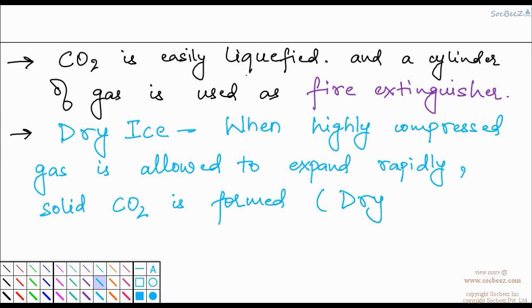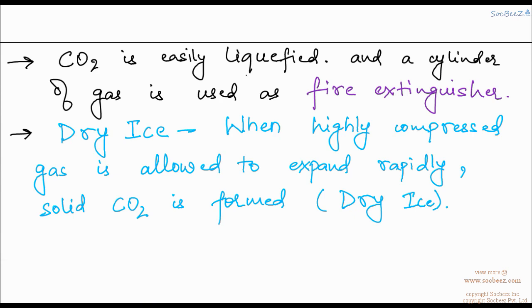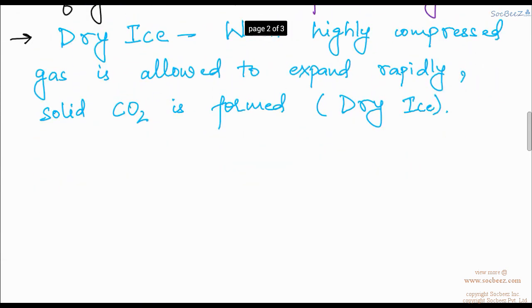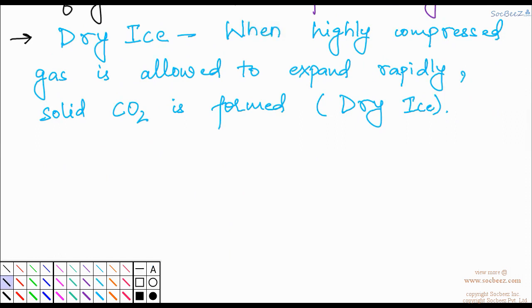Which is called dry ice. Okay, so what is dry ice? Dry ice is basically solid carbon dioxide. Okay, this is what dry ice is. Now, the next property. We would see some reactions of carbon dioxide.